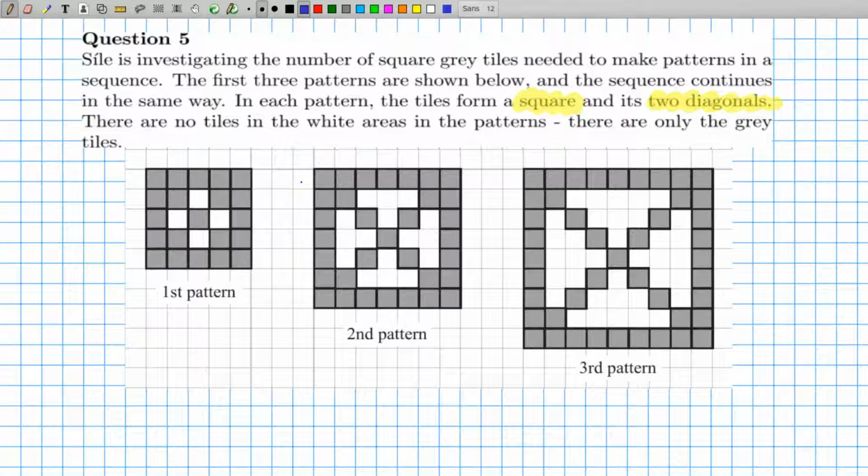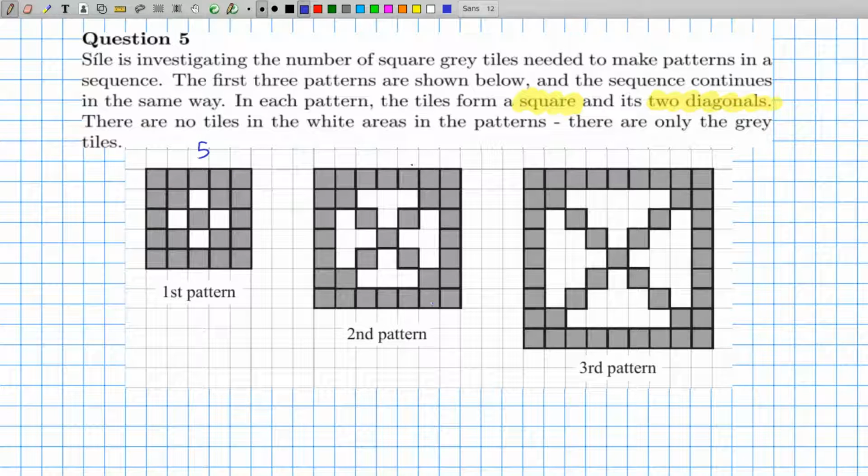And before we actually start on the questions, it's probably worth spending 2 or 3 minutes just investigating what's actually happening. And if you have time in your own exam, I would recommend this. So let's look at the square first of all. In the first pattern, it's a square, it's 5 tiles long and it's 5 tiles high, as you would expect from a square. All the sides have to be the same length, so that's 5.